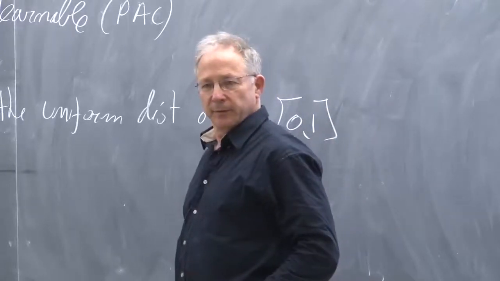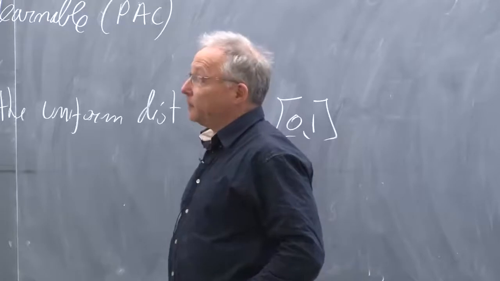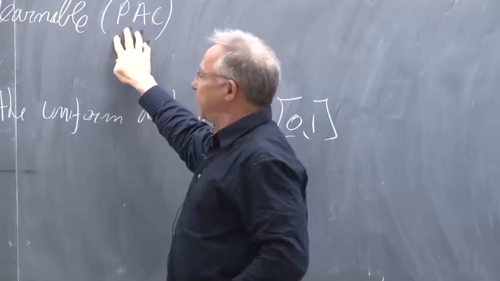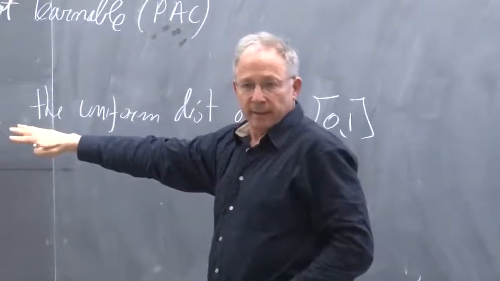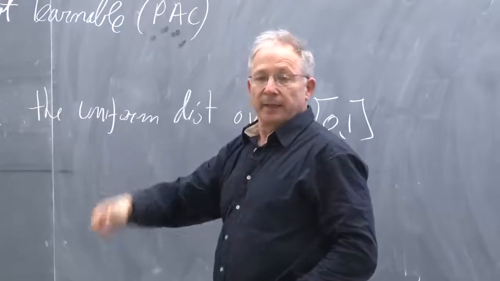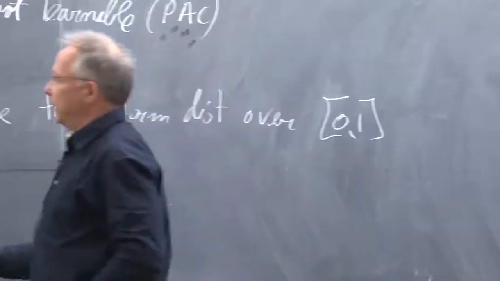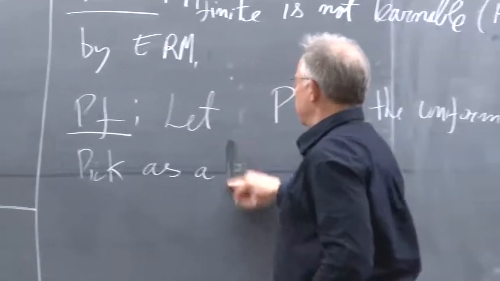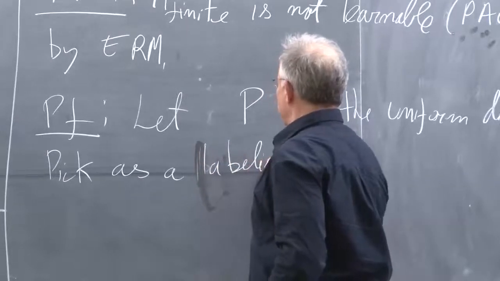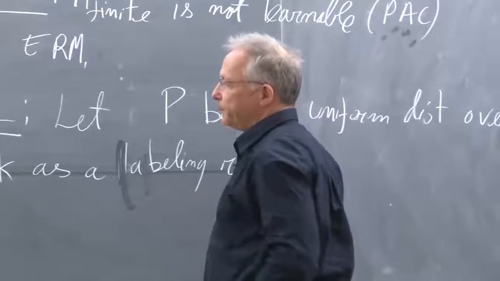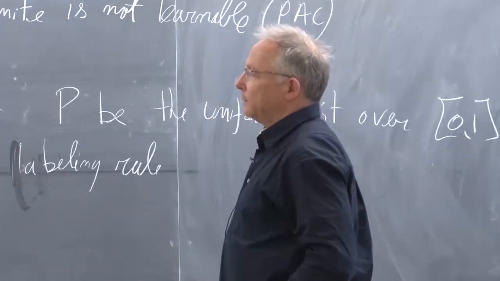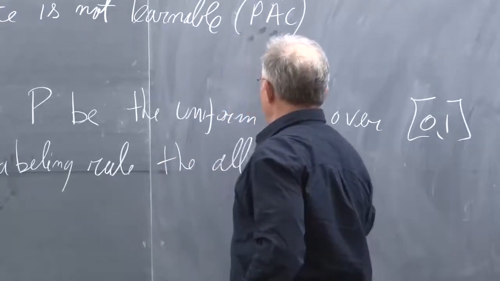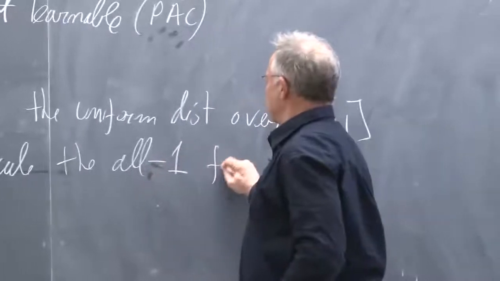Yes? Sorry, in this case, are the labels determined by X, or is it random? OK, so we are talking here about, I want to show that it's not learnable in the PAC sense, not in the agnostic PAC. So I have to pick a distribution over points X, but I also have to pick what is my labeling rule. And label them, pick as a labeling rule the all one, the constant one function.